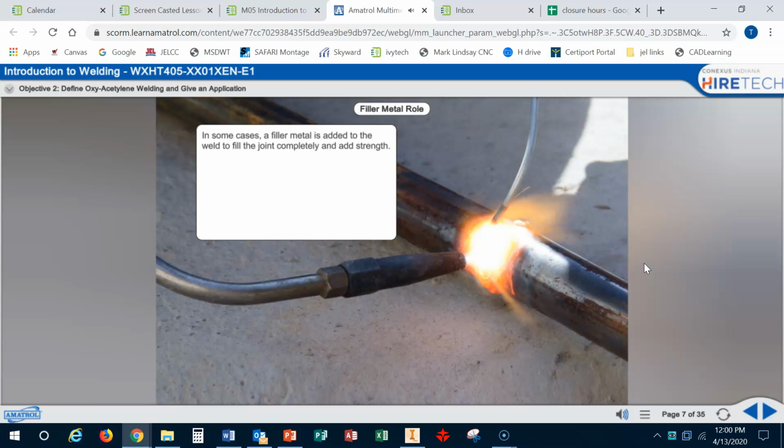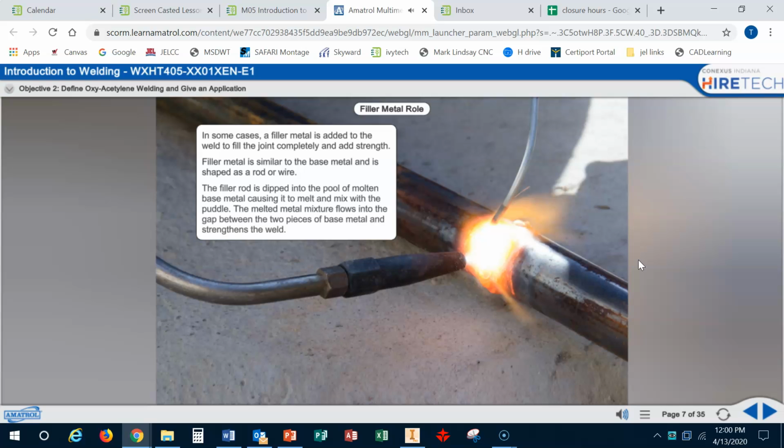In some cases, a filler metal is added to the weld to fill the joint completely and add strength. Filler metal is similar to the base metal and is shaped as a rod or wire. The filler rod is dipped into the pool of molten base metal, causing it to melt and mix with the puddle. The melted metal mixture flows into the gap between the two pieces of base metal and strengthens the weld.